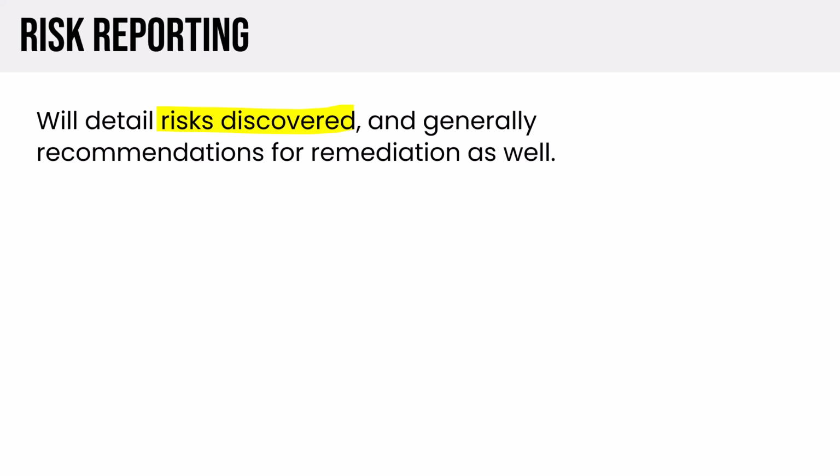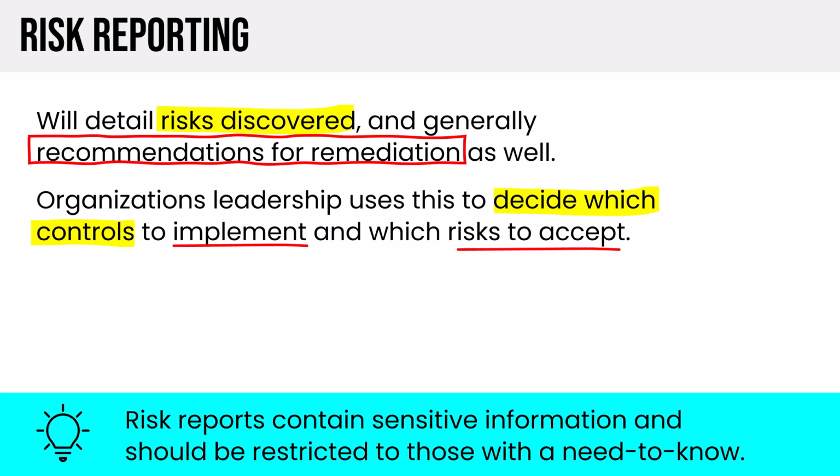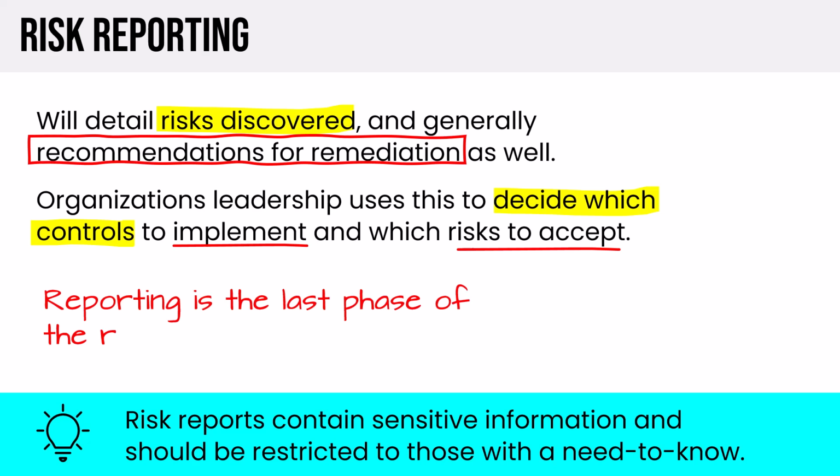Then we move on to the reporting phase of risk assessment. The risk report will detail risks discovered and generally recommendations for remediation as well, and the organization's leadership uses this to decide which controls to implement and which risks they're willing to accept. The risk report contains sensitive information, so it should be restricted to those with need to know. Reporting is the last phase of the risk assessment process, and arguably the most critical phase because it's delivering actionable guidance to the organization's leadership, so they can then respond to that risk.